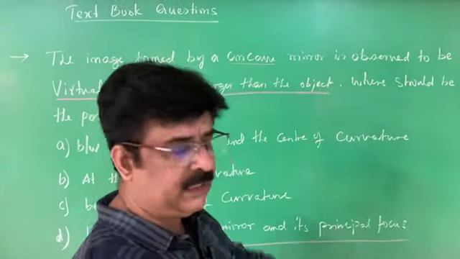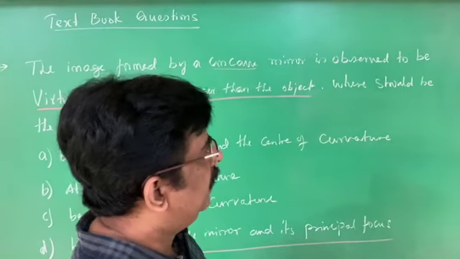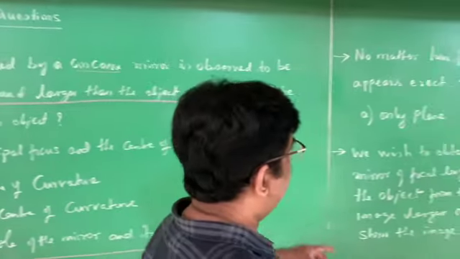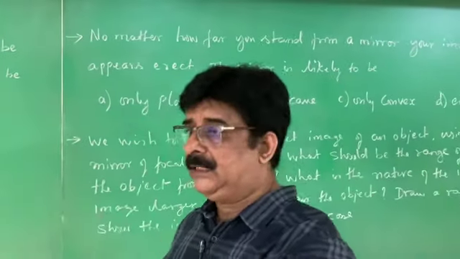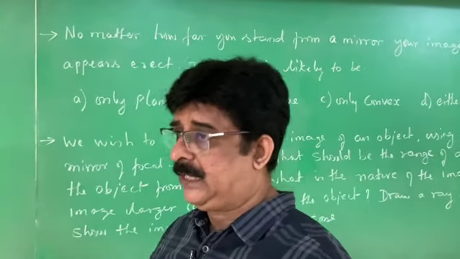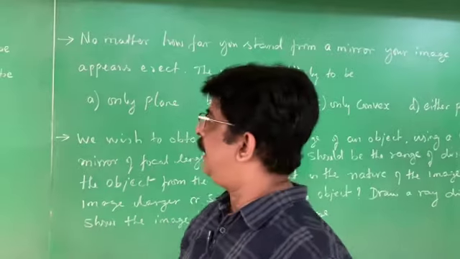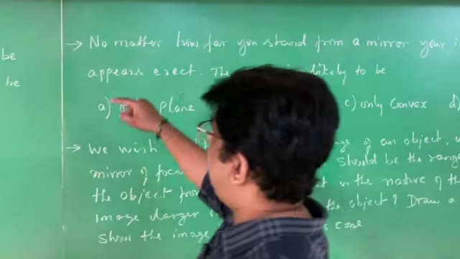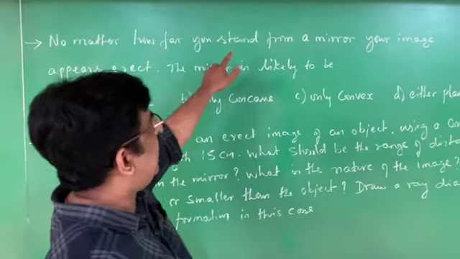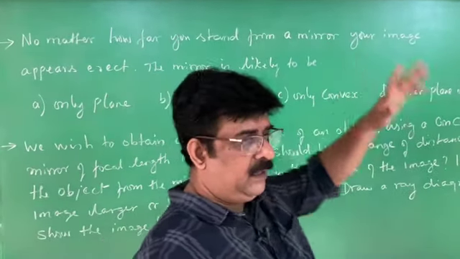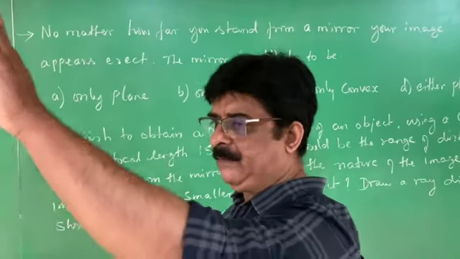We have already written the ray diagram for this particular question. Second question, you have to solve the question number, that is your task. You have to search for it. Then you can understand how many questions there are, which are the questions of mirrors, which are the questions of lenses. The second question is, no matter how far you stand from a mirror, you are standing in front of a mirror. Forget about the distance, whichever way is the distance.